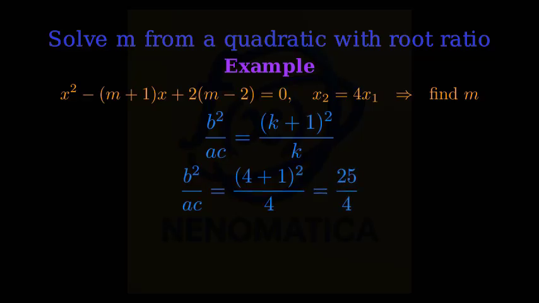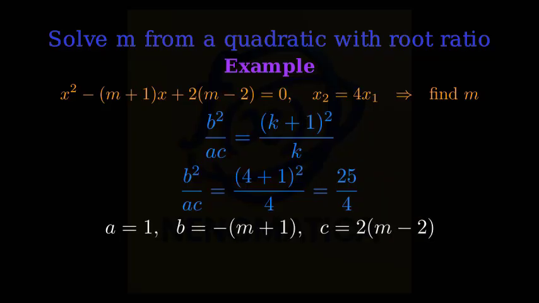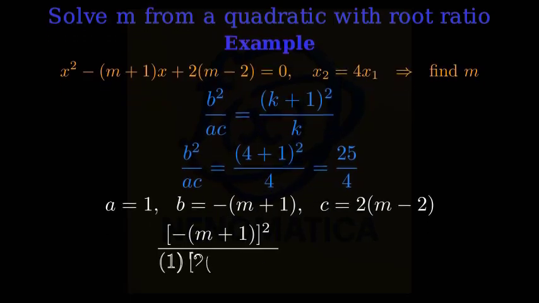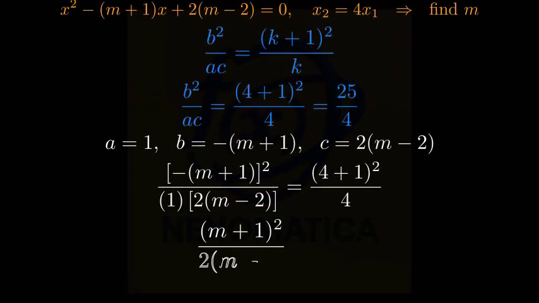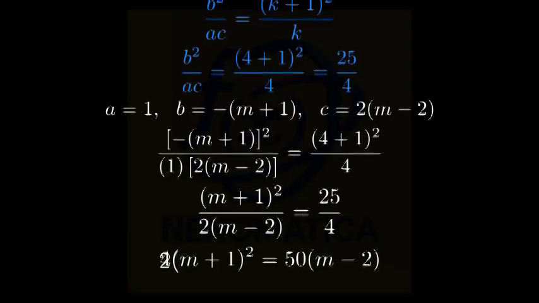Step 2. Identify the coefficients a, b, and c from the quadratic. Then substitute them into the fraction on the left side. Step 3. Cross-multiply and simplify, following the exact algebraic steps. Then divide by 2. Step 4. Expand the square and rearrange to standard quadratic form.